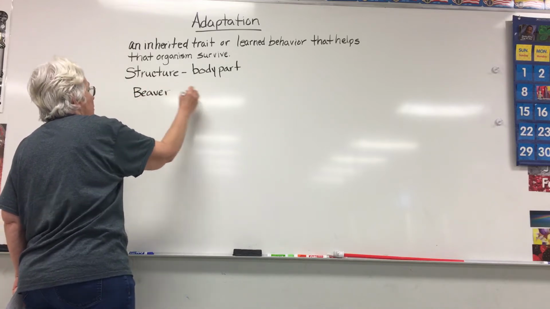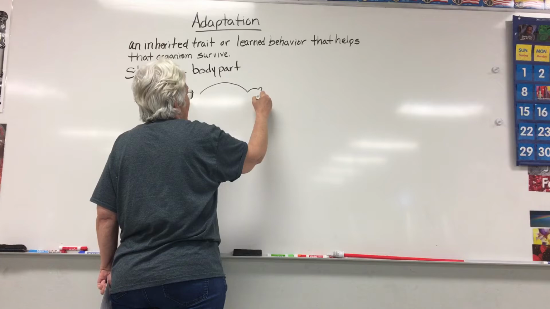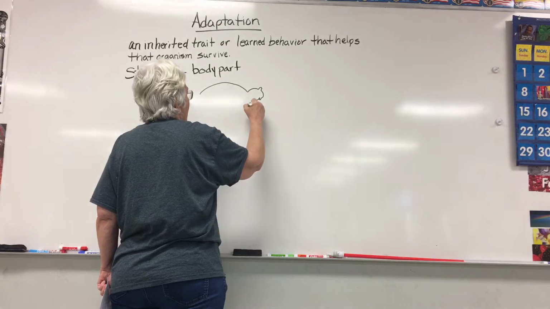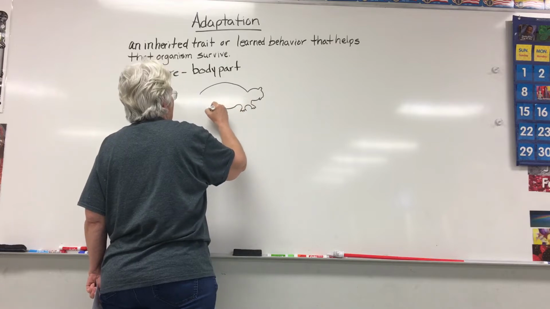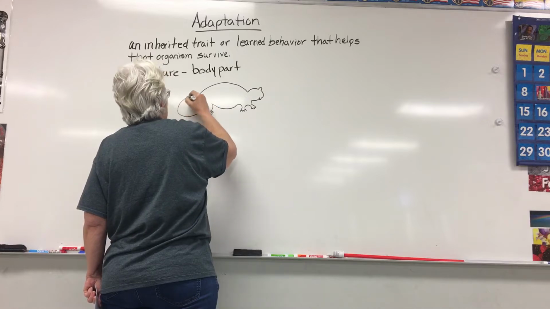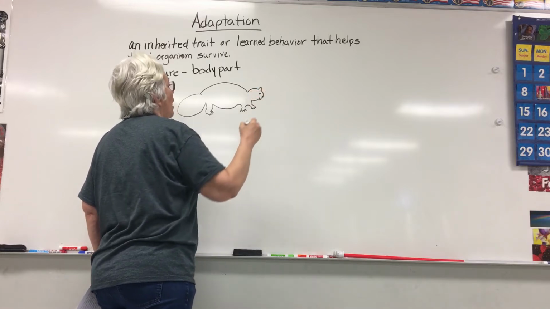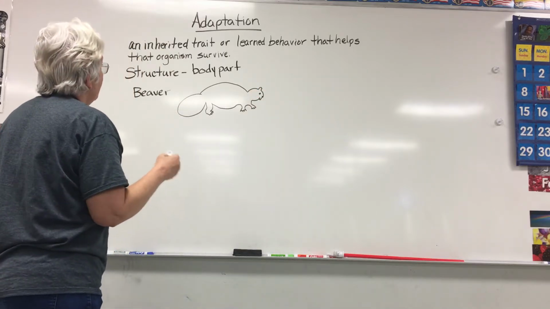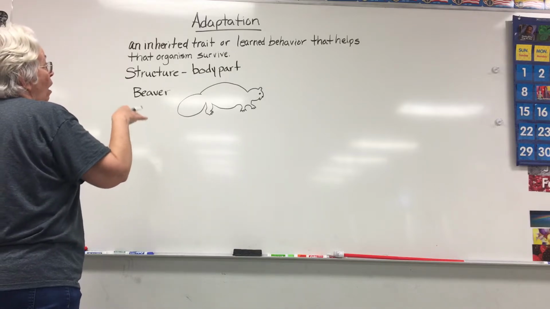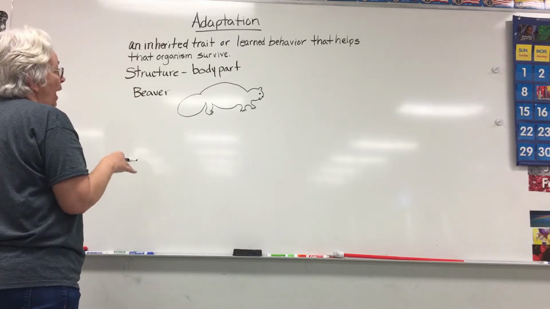Okay, so we have here little Mr. Beaver. Let's see if I can kind of draw, got his little teethies there. And if I can draw Bucky little beaver, and I'm not really good at beavers, but if we were to look at the structures of Mr. Beaver here, he has a lot of body parts that are adapted. That's an inherited trait, he's born with it, that help him survive.